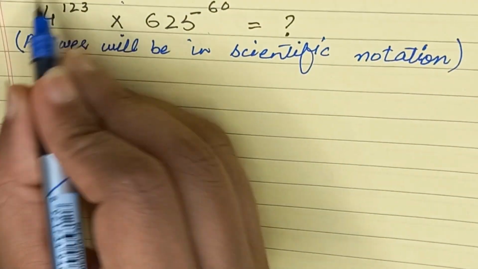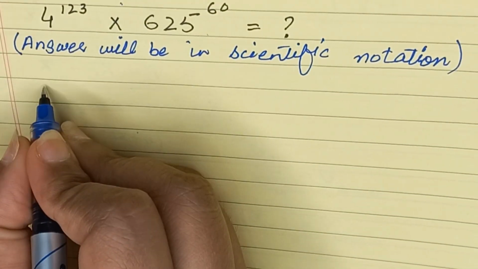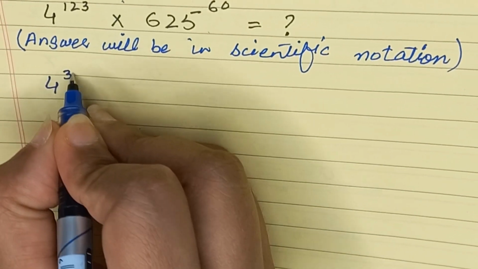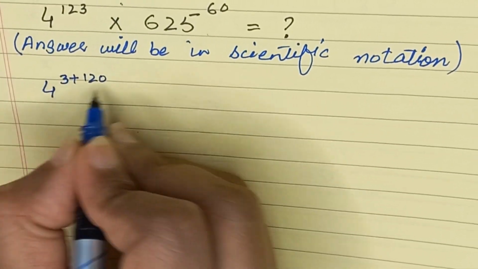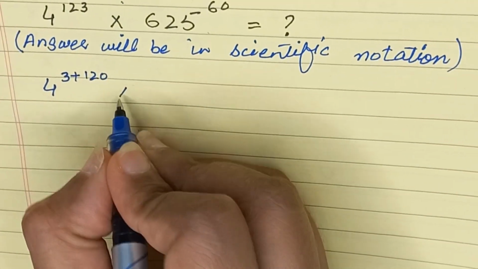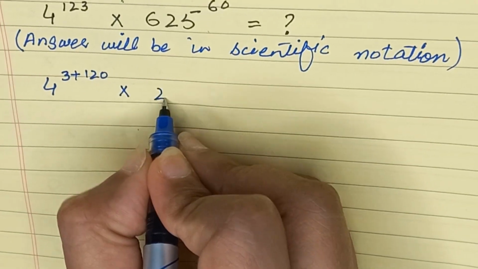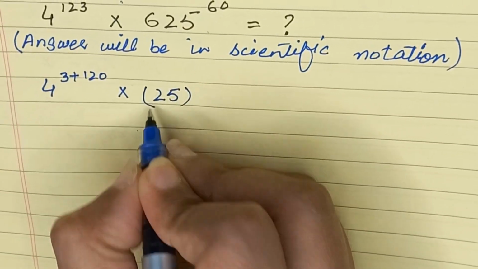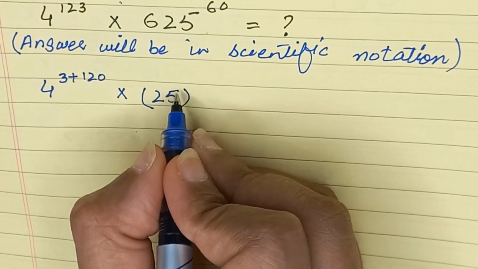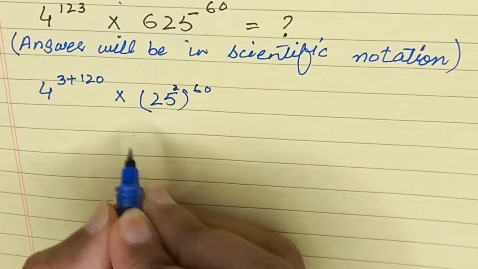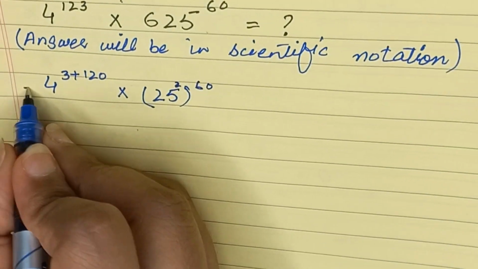So we can write 4 raised to the power 123 as 4 raised to the power 3 plus 120. It is same as 123. Multiply 625 can be written as 25 raised to the power 2, and its whole power is 60.